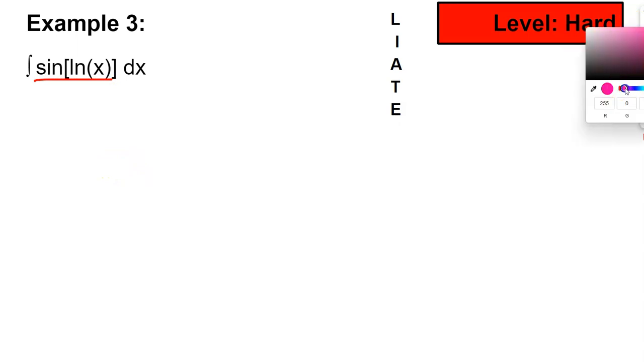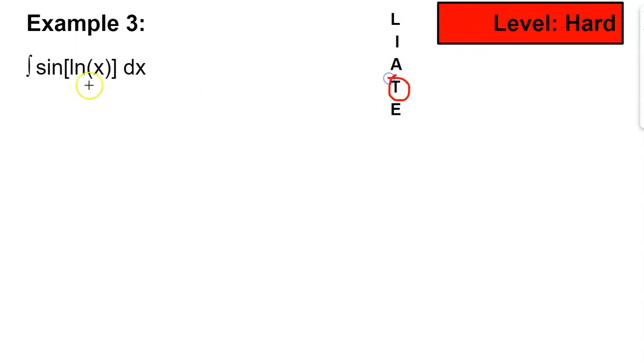So what we're going to have to do is again use times 1 so we can have our second function. So using that knowledge, let's set this up using LIATE. So sine of ln of x is a trigonometric function because it is sine of a function. And then we have times 1, which is just an algebraic, so the algebraic comes first. So u is 1, du is actually just 0, and then dv is sine of ln of x dx.